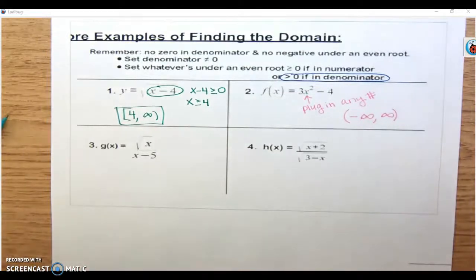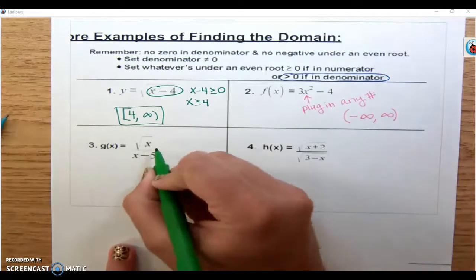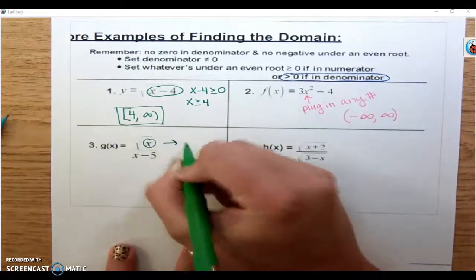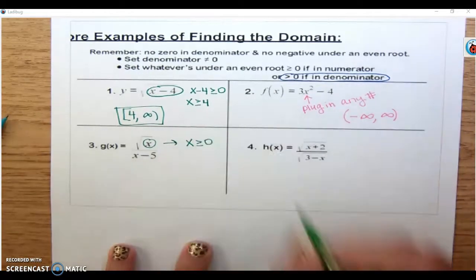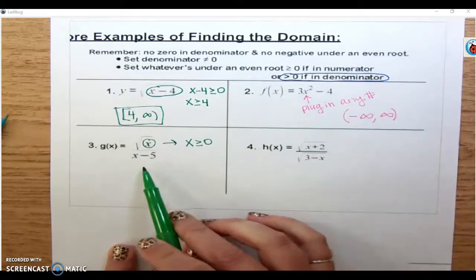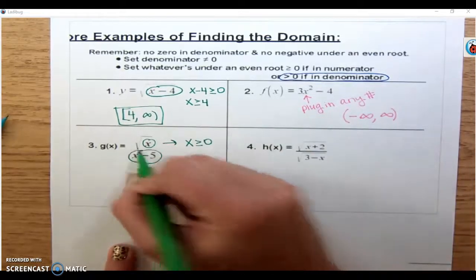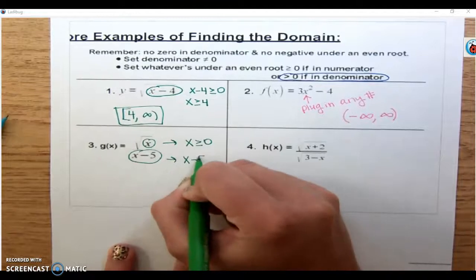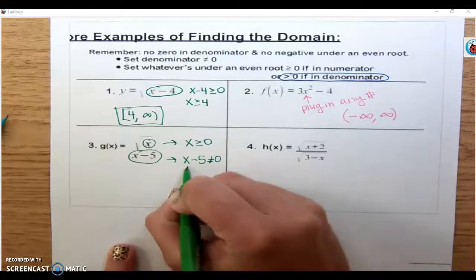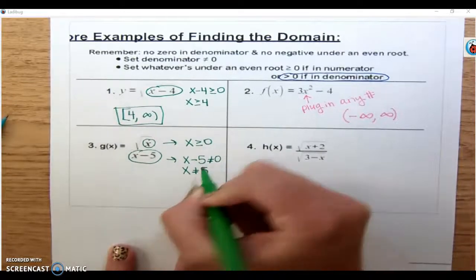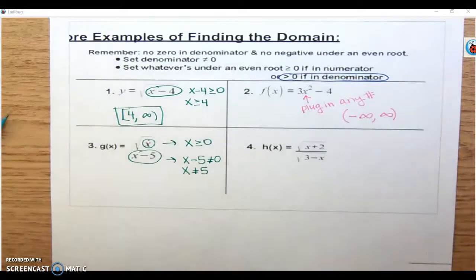Okay, taking a look at number 3. So this x is under the square root. So we're going to make it be x is greater than or equal to 0. x minus 5 is in the denominator. So you have to say x minus 5 cannot be equal to 0. So x cannot be equal to 5. So we have two things going on here. x has to be greater than or equal to 0 and x can't be 5.